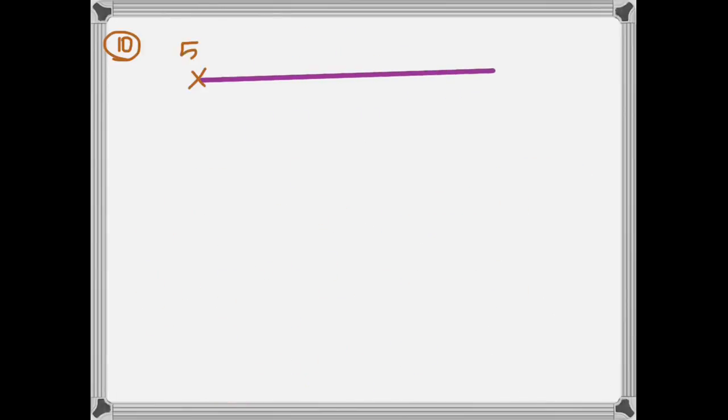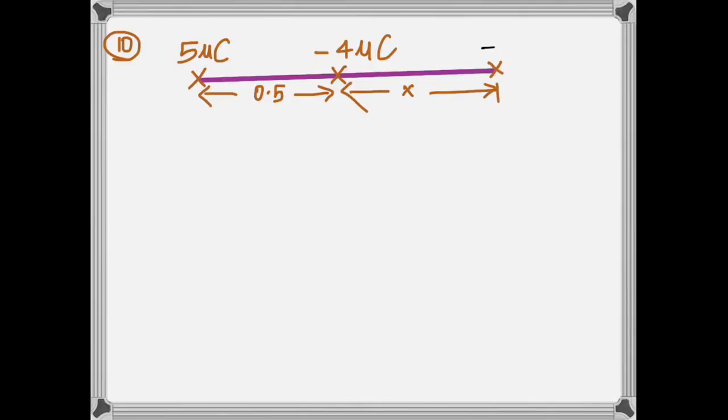In the 10th problem, you have 5 microcoulomb at 0, minus 4 at 50 centimeter, which is 0.5 meter, and you have to find at what point is the electric field 0. It has to be on the outside and closer to negative 4. And to find the field, you imagine that there is a plus 1 coulomb kept there, and the forces on that have to be equal and opposite, because the negative charge is going to attract it and the positive 5 coulombs is going to repel it.